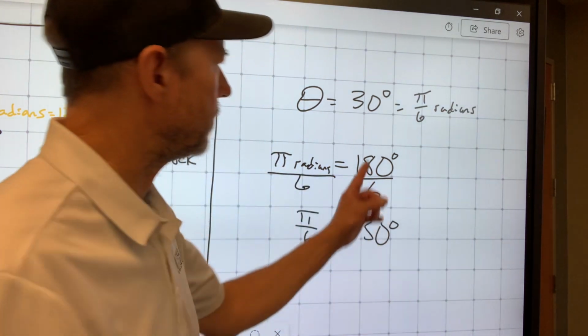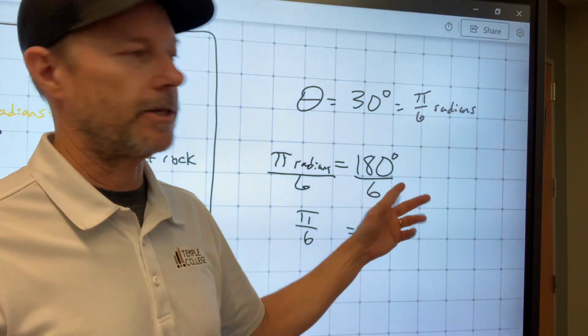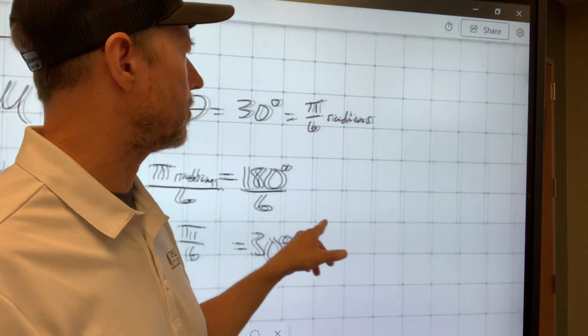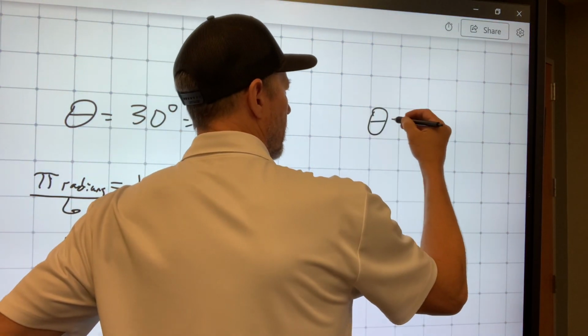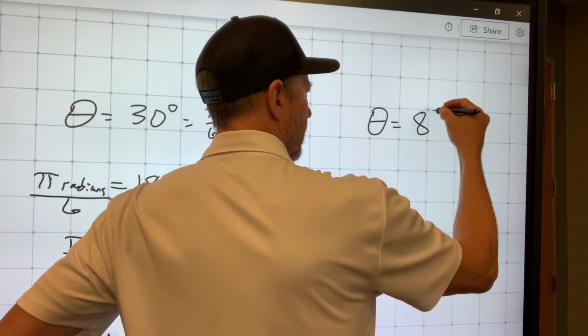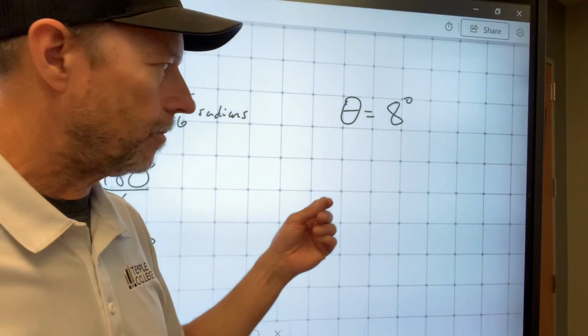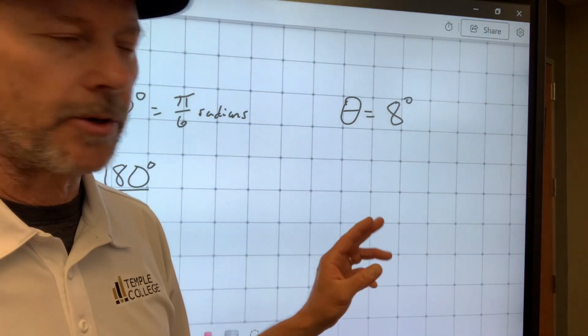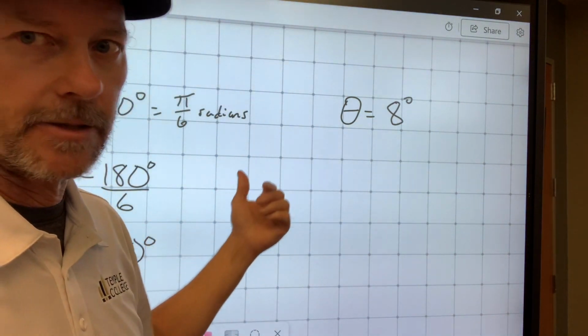Now that one was easy because 30 was clearly a nice 1/6 fraction of 180. So let's do something a little more difficult. Let's say we have an angle that measures something like 8 degrees. And so we don't know right off the bat, well, I guess we could mentally compute it, but it's not immediately obvious what fraction 8 is of 180.